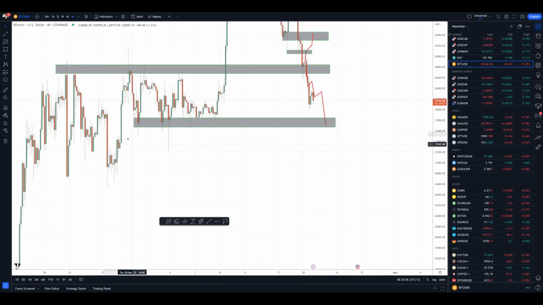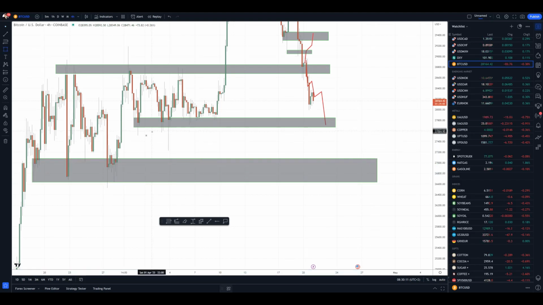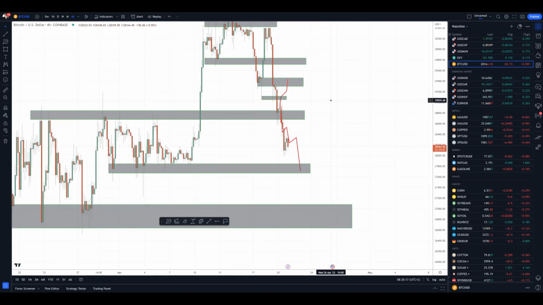27,800 mark. And then if the market will even break that, there is plenty of underlying support from the previous price action there, but this is a 27,800 mark. That'll be all for this update.